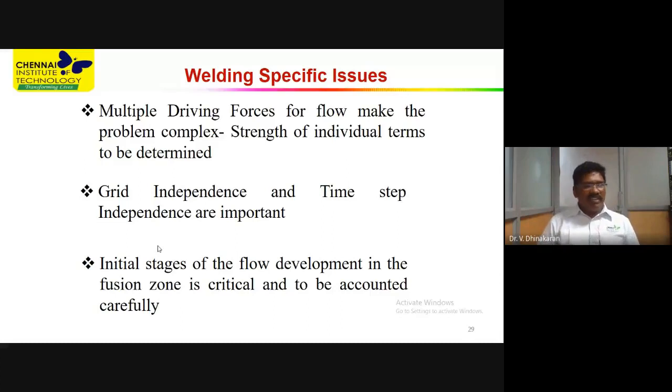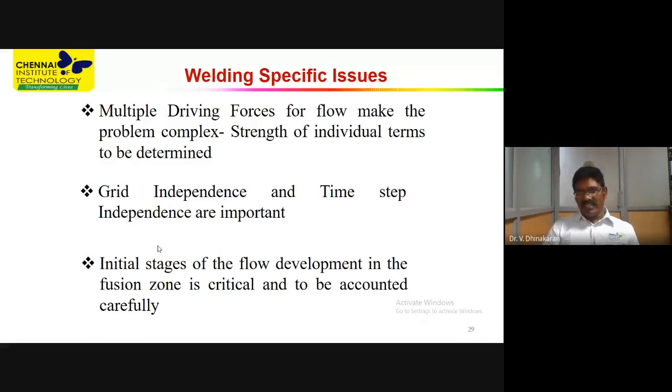Then there are multiple driving forces, I told you. Buoyancy force is coming to affect you. Air pressure is coming to affect you. Aerodynamic drag force is acting on that. So a lot of things are happening, and they have to be properly taken care of. Then grid independence and time step independence are important.